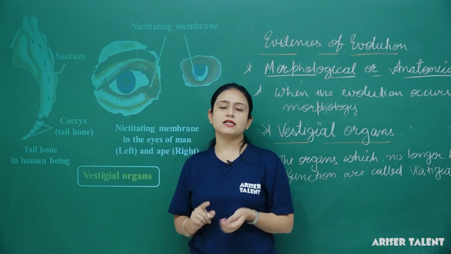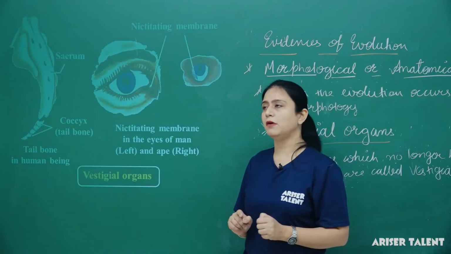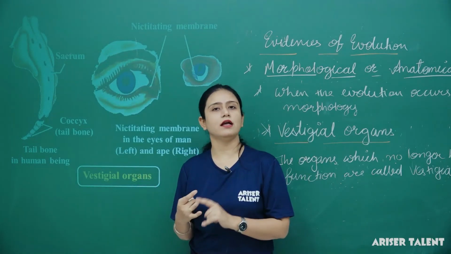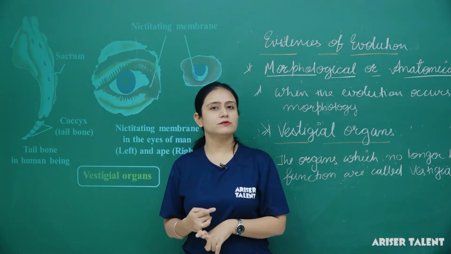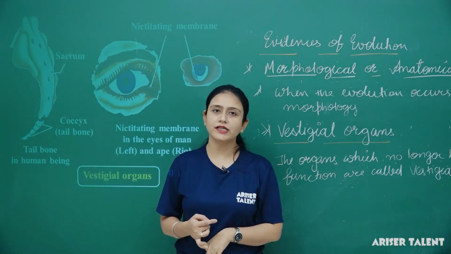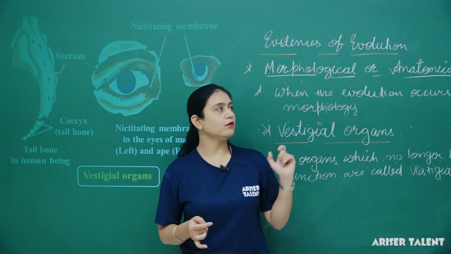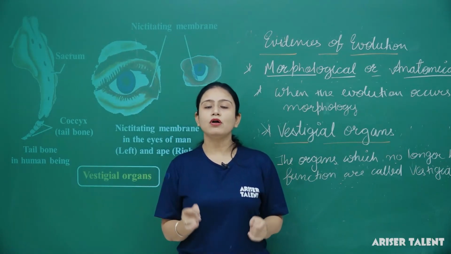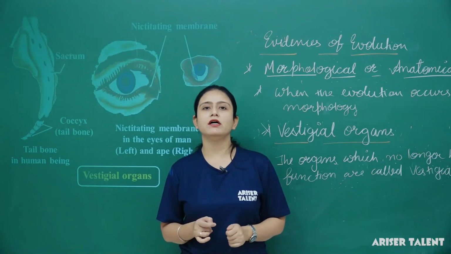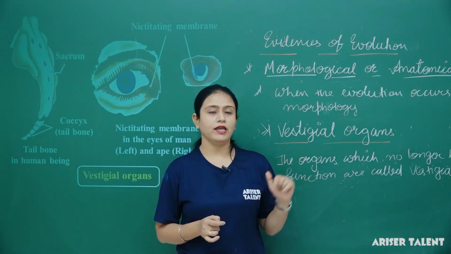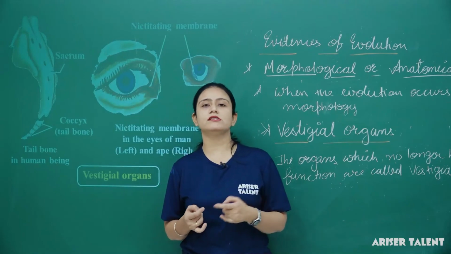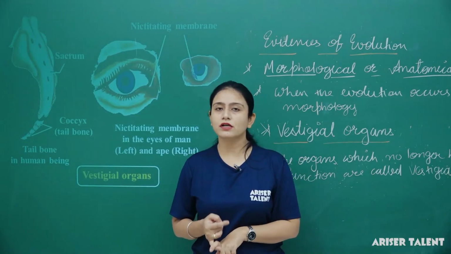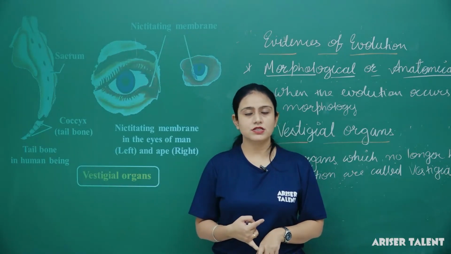So in this lecture, we studied about the different species, we studied about inherited traits and acquired traits, we studied about speciation, we studied about classification, and then we studied about the evidence of evolution, in which we studied about the morphological or anatomical evidences. In that we studied about the homologous organs, analogous organs, and vestigial organs.